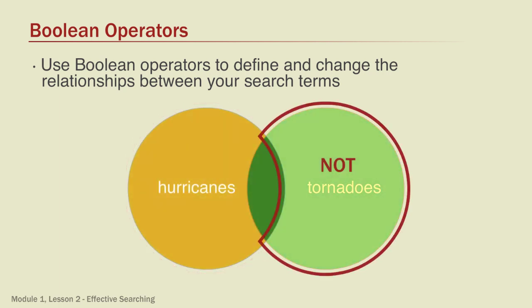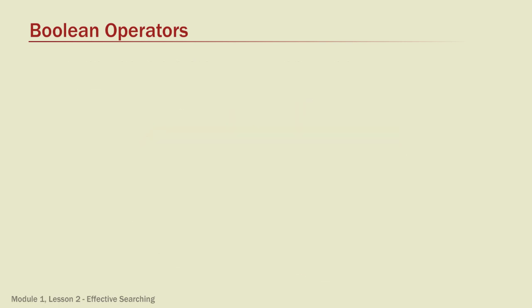NOT tells the database to include one term but exclude the other. It narrows the search by leaving out any result that contains the second term. A Boolean operator should always appear in all capital letters. This tells the database to use the capitalized word as an instruction, not as a word that is part of your search. You can use Boolean operators not just with single words, but with phrases in quotation marks.